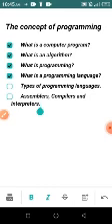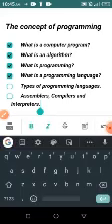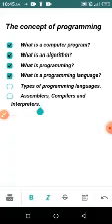So what are the types of programming languages? We have two types. You have the low level language. The low level language has little or no abstraction from the machine language, the machine code. When we talk of little abstraction, we're talking of assembly language. When we talk of no abstraction, no difference, we're talking of machine language or machine code.